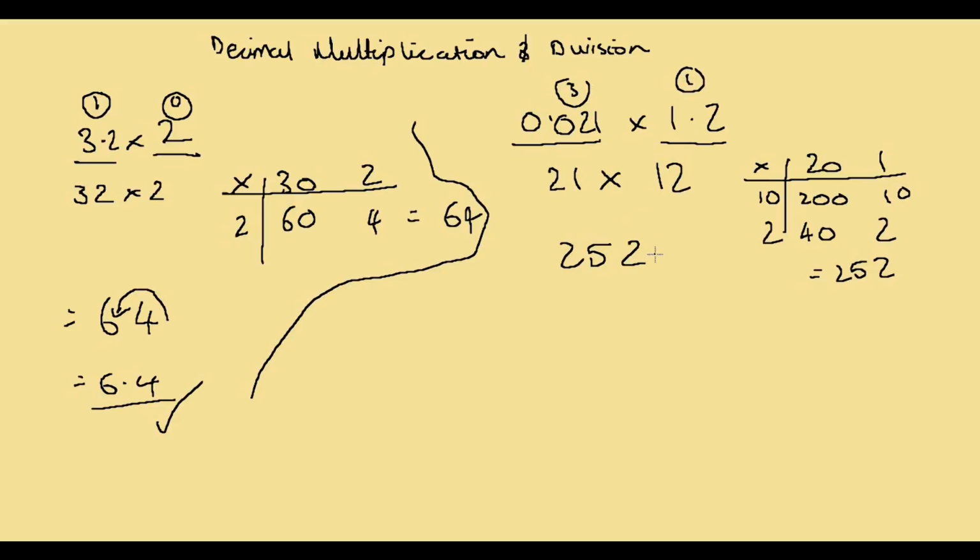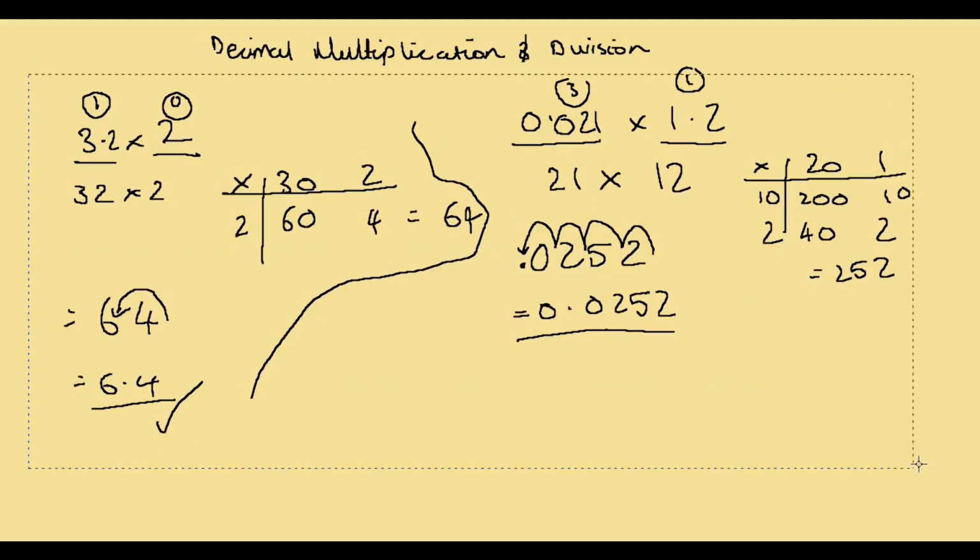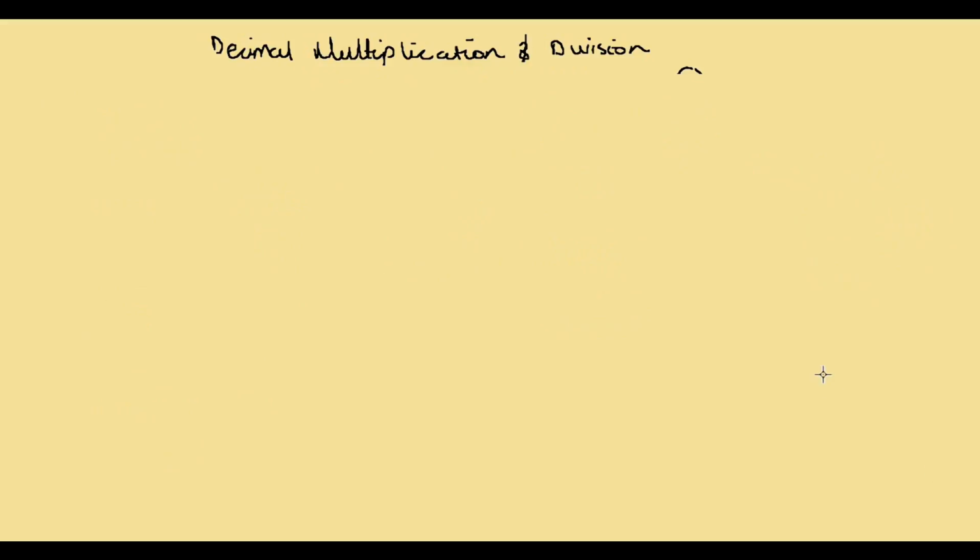So what I'm going to do is go back to my number, go 1, 2, 3, 4. There goes my decimal point, and any places that haven't got a digit in, I'm going to fill with a 0. So I know that my answer is 0.0252. So there we go, that's how we do that one. So that should make a fair amount of sense for decimal multiplication. It can work the same each time if you follow those same steps.